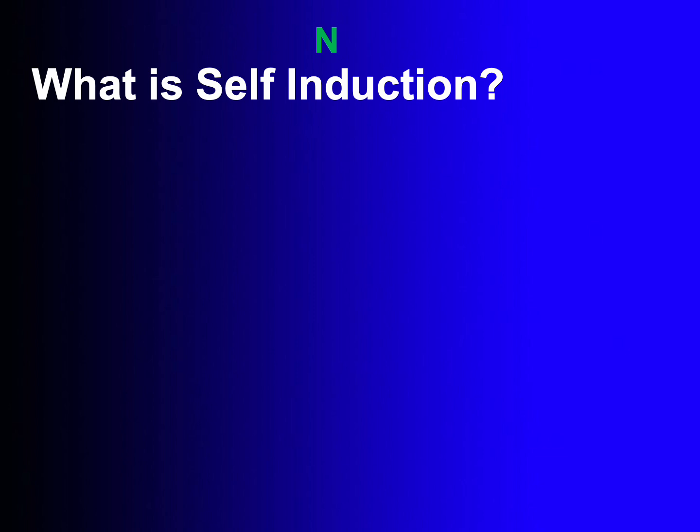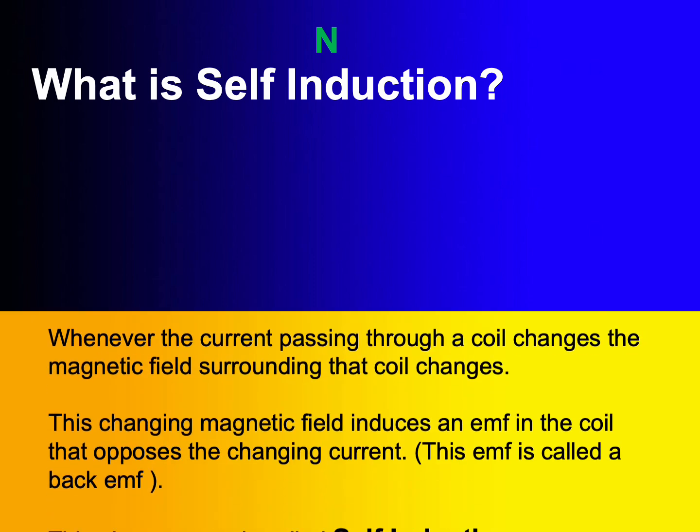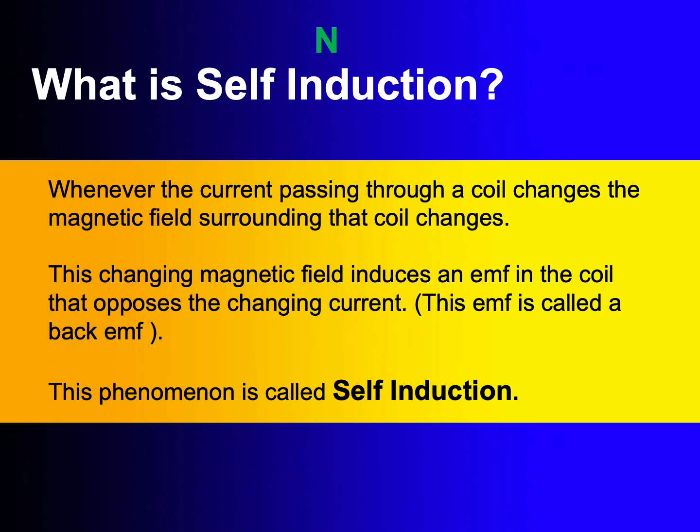Then we have a concept called self-induction, and there's a lot here now to the definition for self-induction to take in. So whenever the current passing through a coil changes, we know that the magnetic field surrounding that coil changes. This changing magnetic field induces an EMF in the coil, and we know from Lenz's law that it opposes the direction of that change producing it.